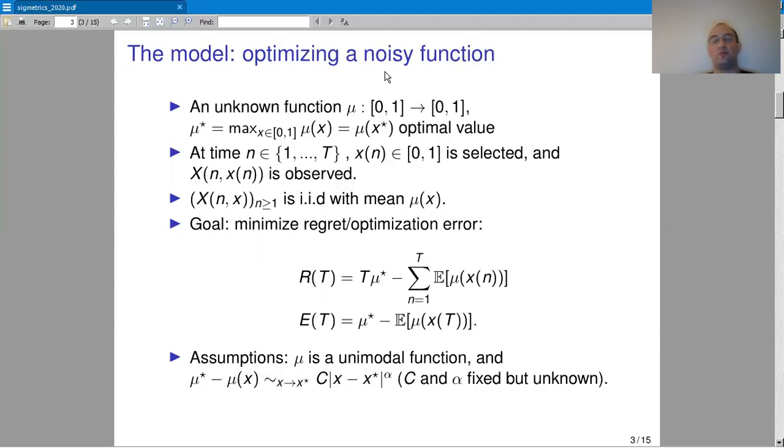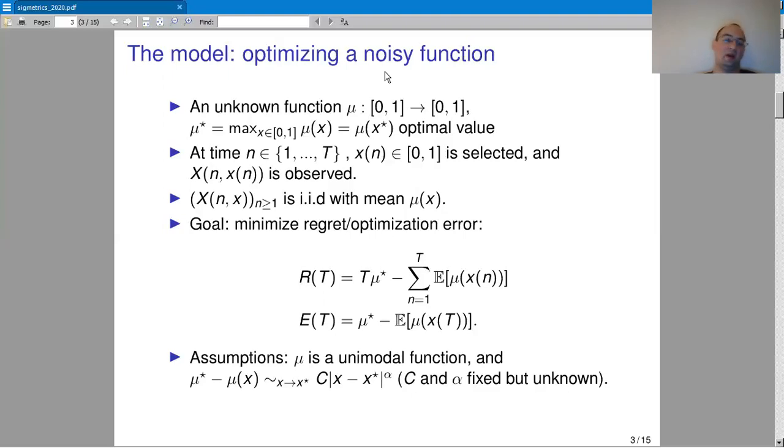There are two performance metrics that we would like to consider. The first one is called regret. The regret, R(t), is the difference between what you would get if you always chose the optimal value, so t times mu star, minus the cumulative reward that your strategy yields. So it's the sum over n of the expected value of mu(x_n). It is the difference between the rewards obtained by an oracle that knows mu and you, who have no prior information.